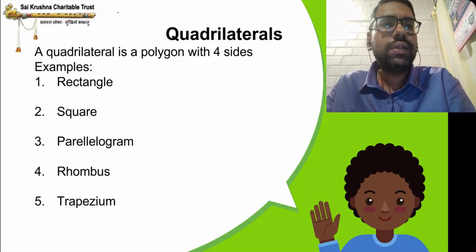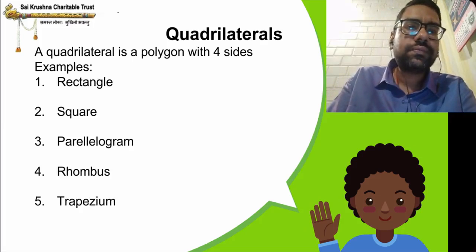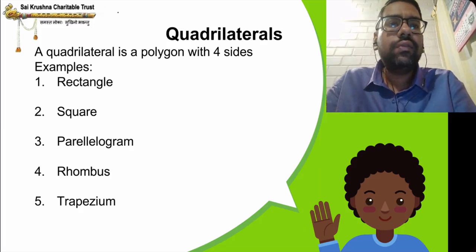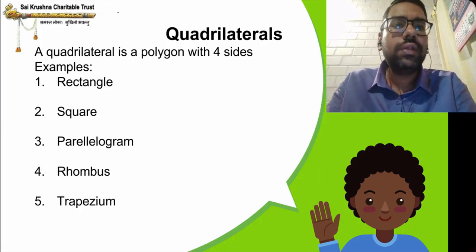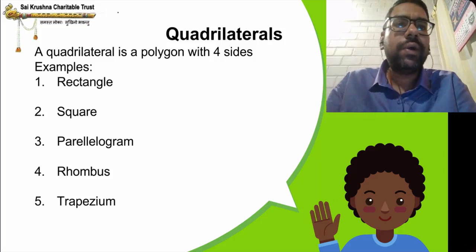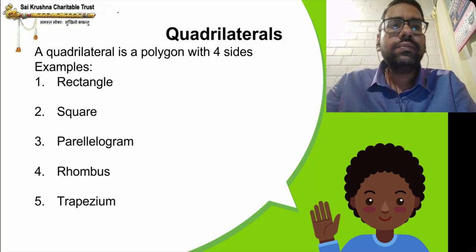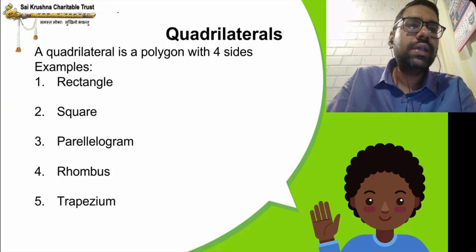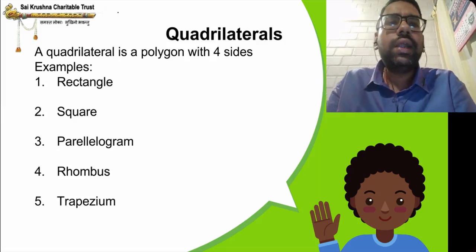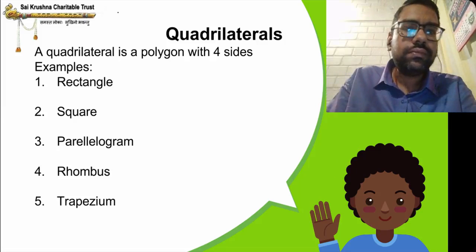Now, in this session, we'll discuss what quadrilaterals are. The word quadri means what? Four sides. Quadri means four. So a quadrilateral is a figure, or a polygon, with four sides. Polygon means a figure having many sides. The word poly means many. Okay, a quadrilateral is a polygon with four sides, right?